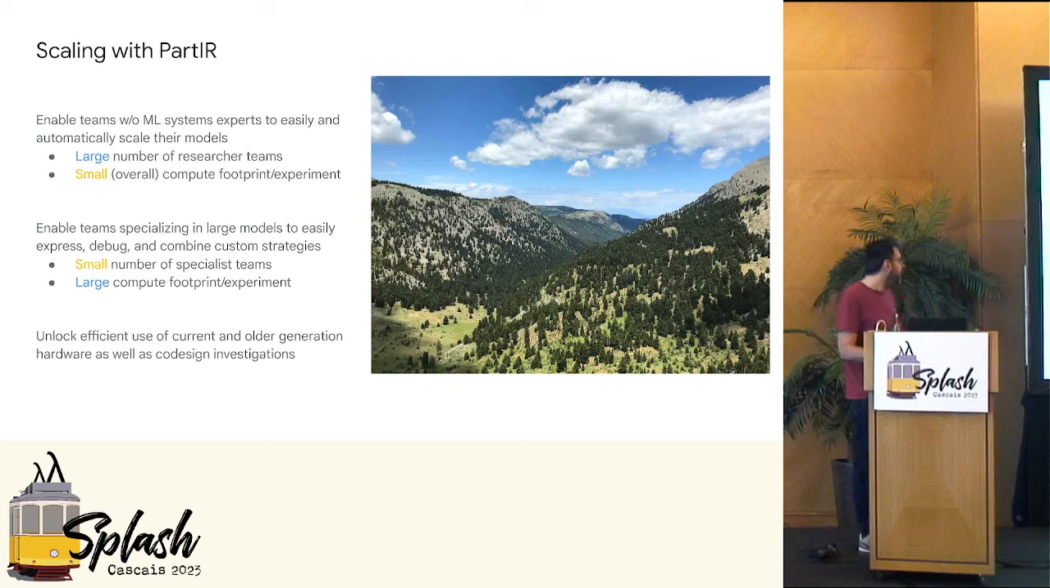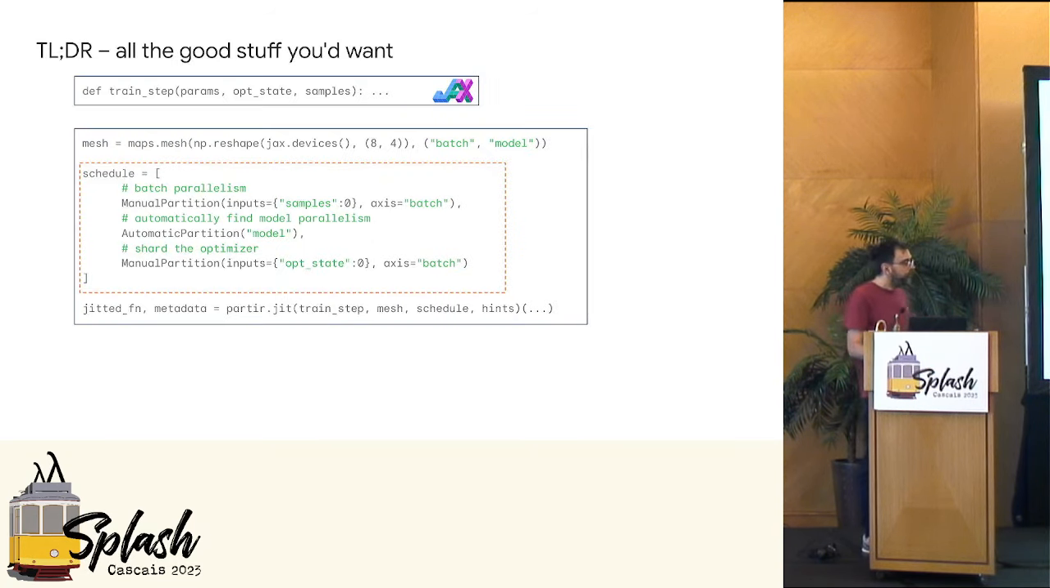And finally, we wanted to still enable the use cases that we had before, like co-design, or also use cheaper and less contended hardware, older generation hardware in our data centers. So I'm just going to have one slide that tells you all the good stuff you would want to get, and then I'm going to tell you a little bit about how we got to some of these things. So the machine learning researcher writes their training step.